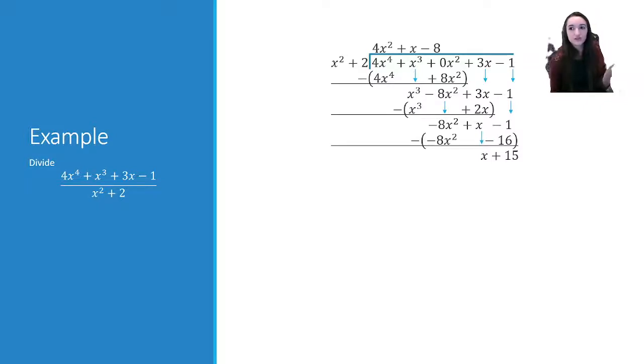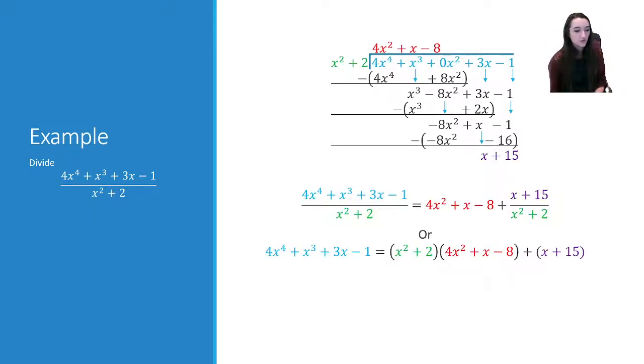There is no x squared times something nice to get me to x. So we write our final answer out as 4x to the fourth plus x cubed plus 3x minus 1 over x squared plus 2 is equal to 4x squared plus x minus 8 plus that remainder of x plus 15 over x squared plus 2. Or we can write it in our division algorithm as 4x to the fourth plus x cubed plus 3x minus 1 is equal to our divisor times our quotient plus our remainder, which I'm not going to read out again.